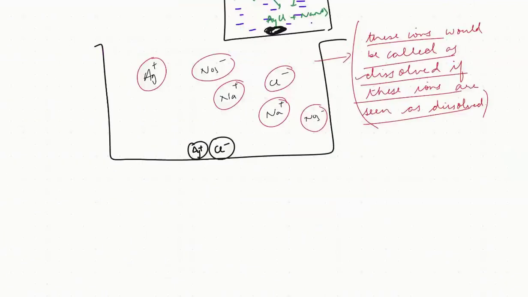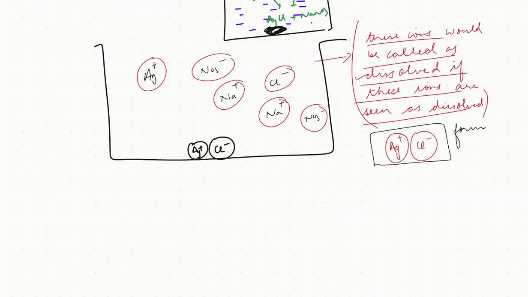But AgCl would do what? We would have Ag plus and we would have Cl negative, and AgCl would thereby form the precipitate. Are you understanding my point? Because the ions are basically sticking together and the ions are not separated. So that's the basic idea, right?